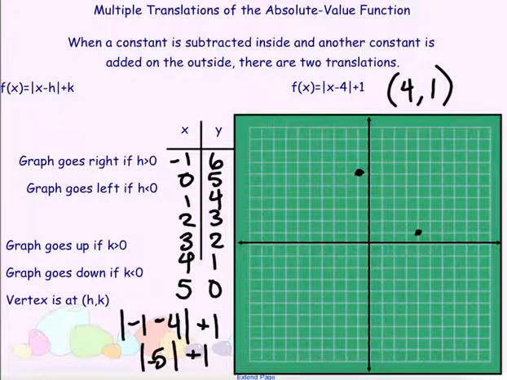All right, and we could see it start going, oops, sorry, this shouldn't have been a 0. Sorry about that. If I plug in 5, I get absolute value of 5 minus 4, which is 1, plus 1 is 2. Okay, so we start seeing it go up again, and the 6 is going to be a 3. Okay, so if I do this, I have 0, 5, 1, 4, 2, 3, 3, 2, 4, 1, and then we start going back up again.